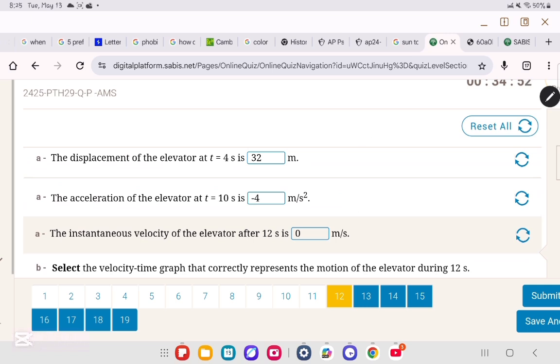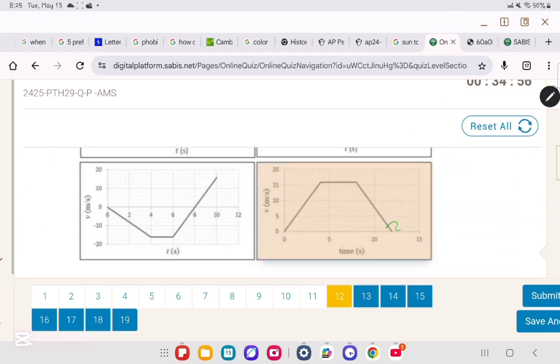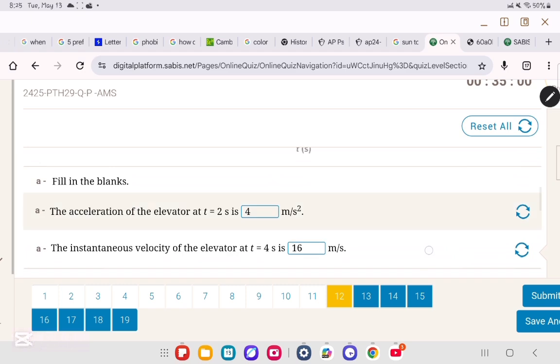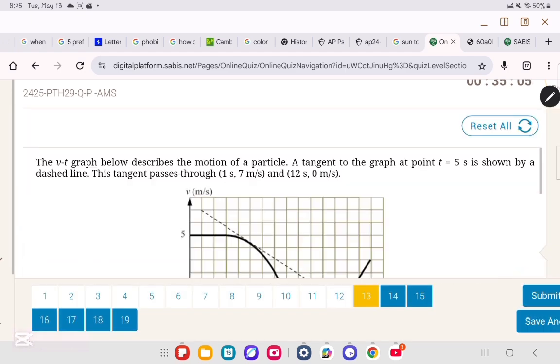The instantaneous velocity of the elevator after 12 seconds. So, after 12 seconds, it's supposed to be 0. Basically, just take the graph based on the information you have from above. Move on to question number 13.